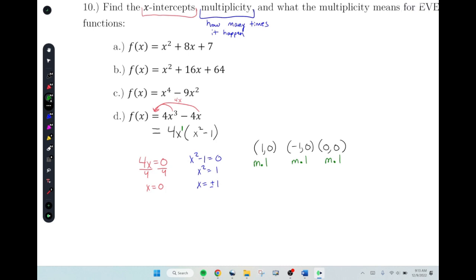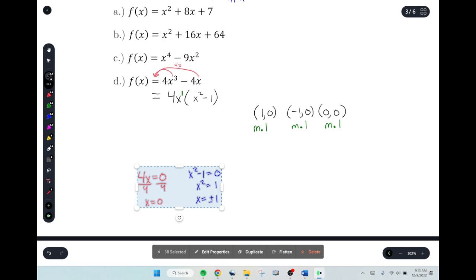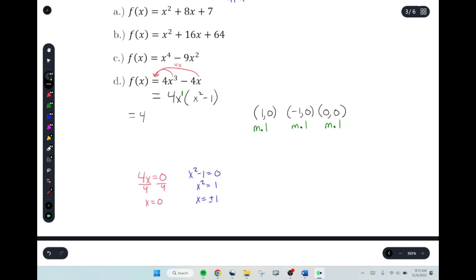And now here's kind of where it was a little bit harder to see. This actually isn't fully factored form. You could factor this out even more. You know how else this could factor and break down even more? You could write it as equals 4x, x plus 1, x minus 1. All right? And that's where you can see the multiplicity for each of those things being 1, because each of those little solutions, the 0, the negative 1, and the 1 has a 1 for it.